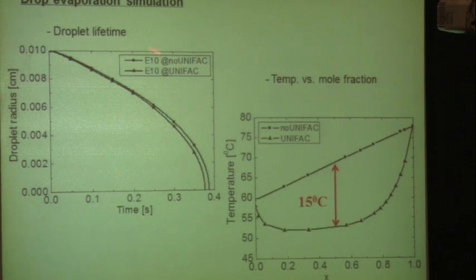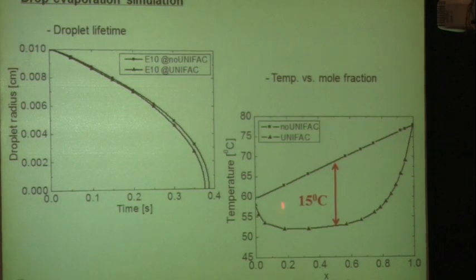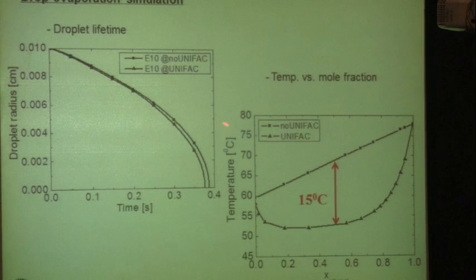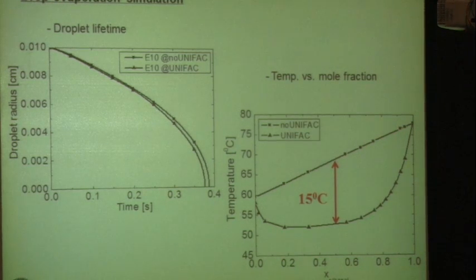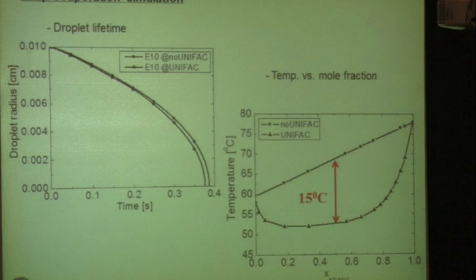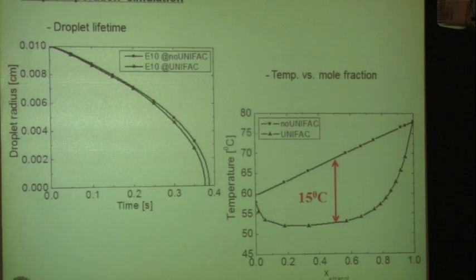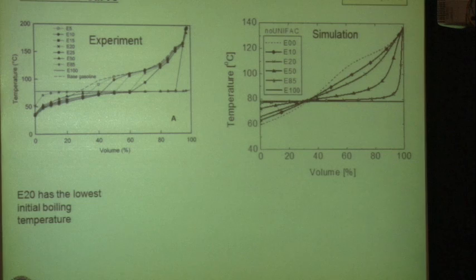I'm just showing you the 10% ethanol point here. That's this one over here. But you would see significant differences if we had run with more ethanol in this calculation. So that's the effect of this non-ideal vaporization.